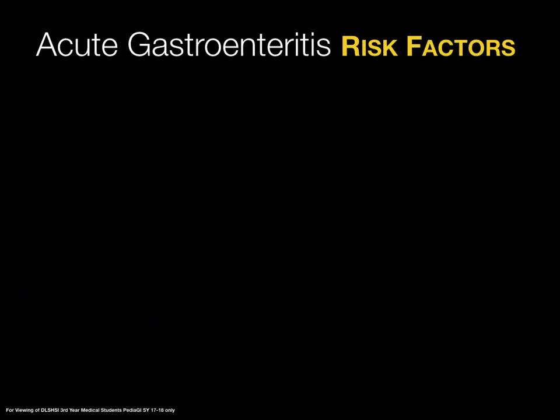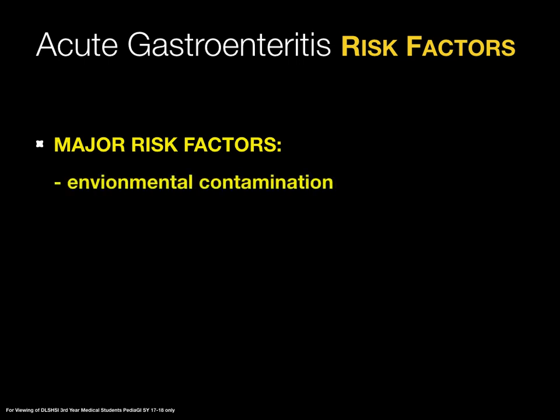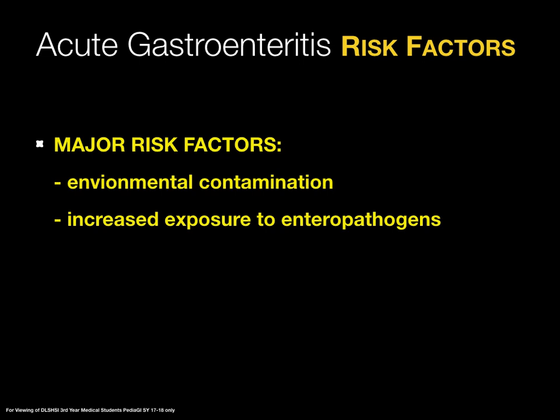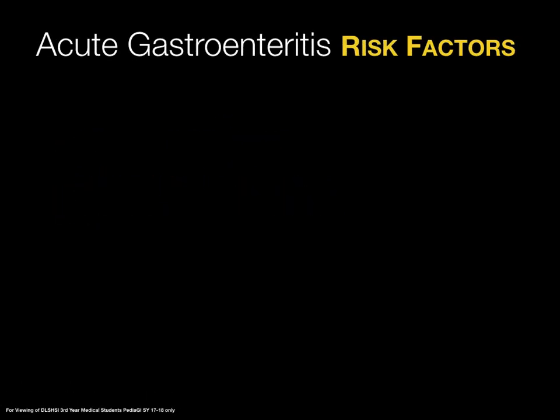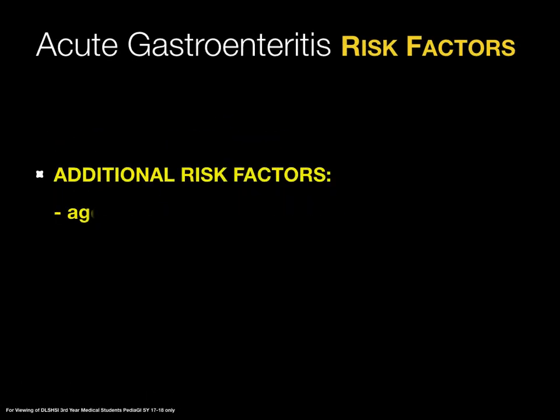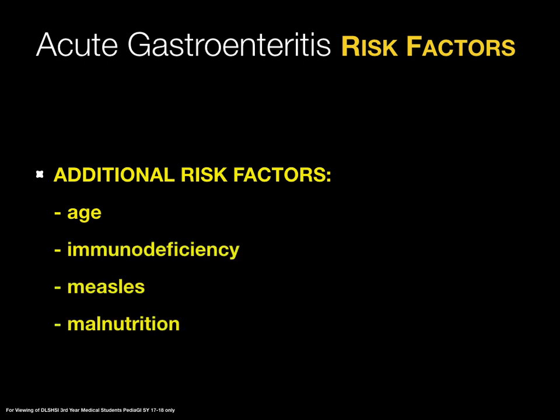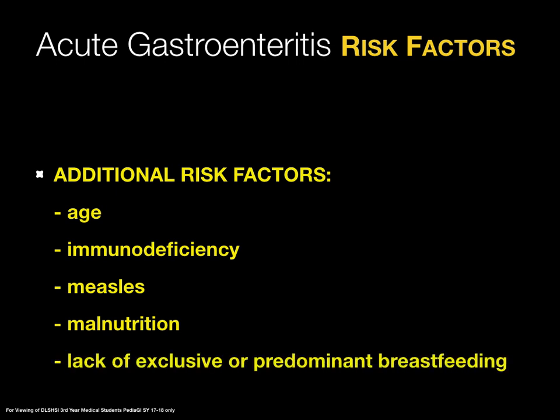What are the major risk factors for acute gastroenteritis? It can be environmental contamination, increased exposure to enteropathogens, and additional risk factors are age and immunodeficiency, as well as measles infection and malnutrition. Lack of exclusive or predominant breastfeeding can also be an additional risk factor for AGE.